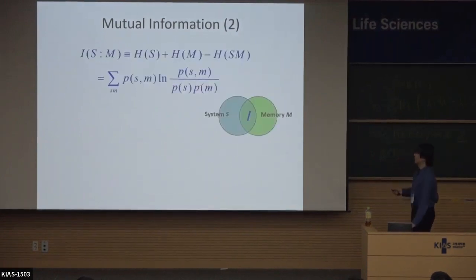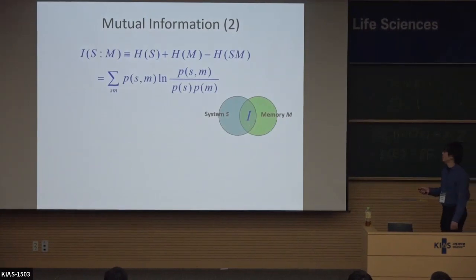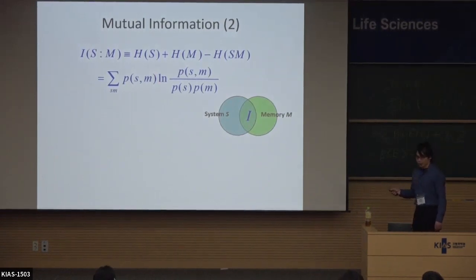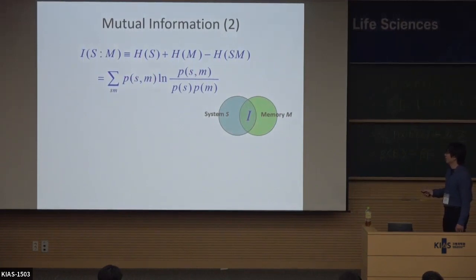Now the definition of mutual information is given by this. That is given by the sum of the channel information of the system and the channel information of the memory, minus the channel information of the joint system. So this can be represented as the intersection of this Venn diagram schematically.